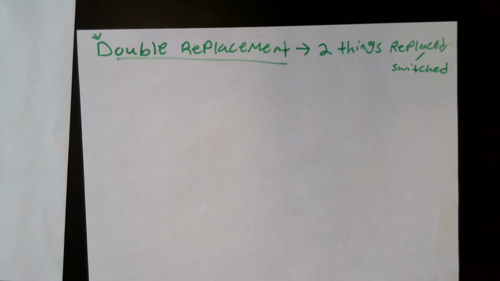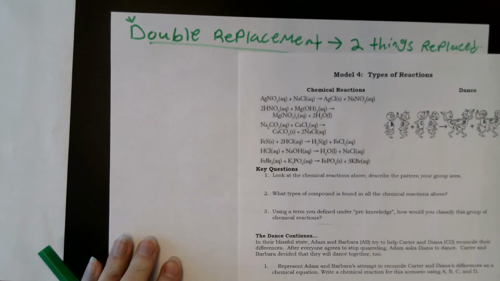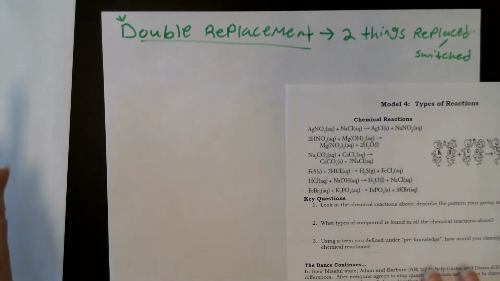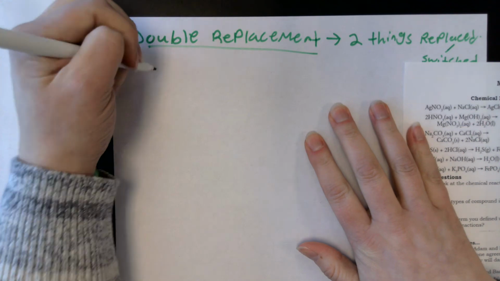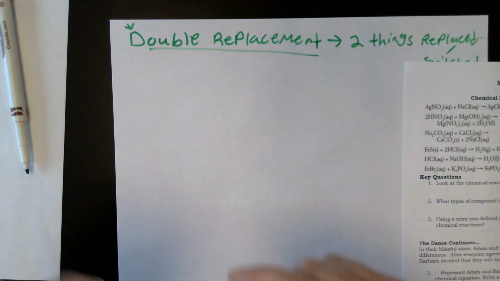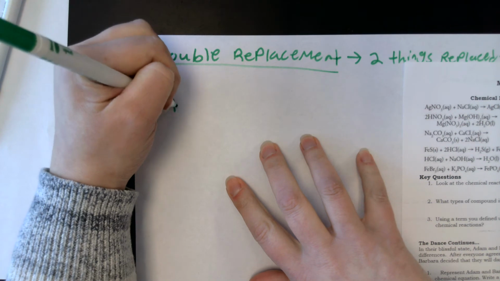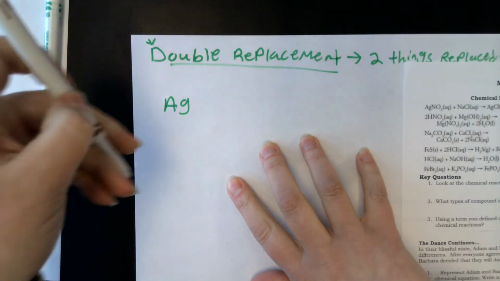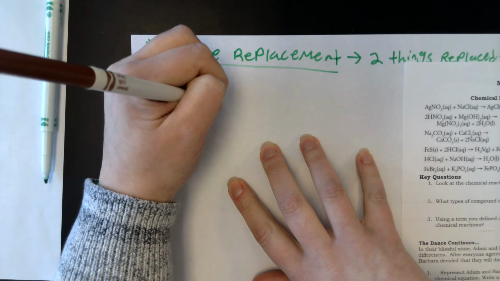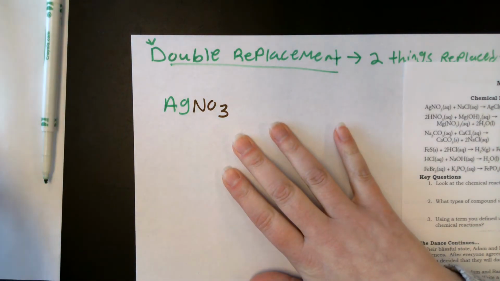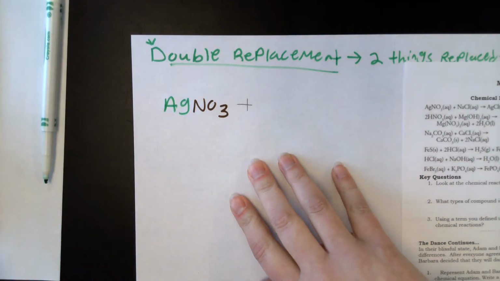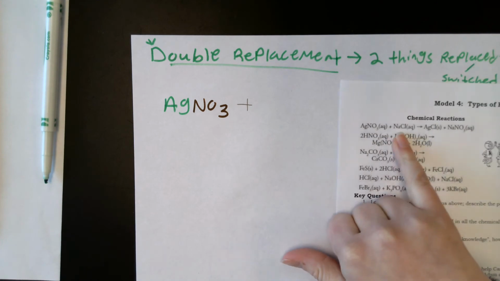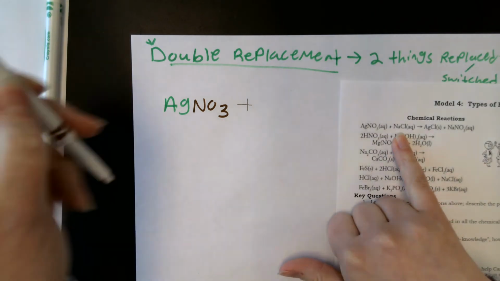So I'm going to look at Model 4, and I'm going to write down one of these equations. So we have AgNO3, we have silver nitrate, I believe. And we're going to add sodium chloride to that.